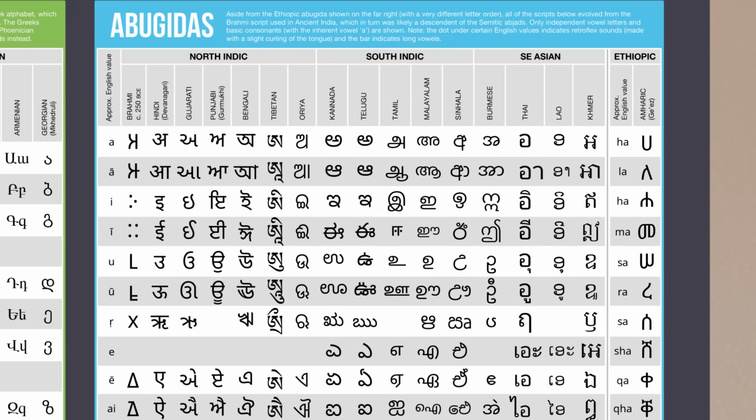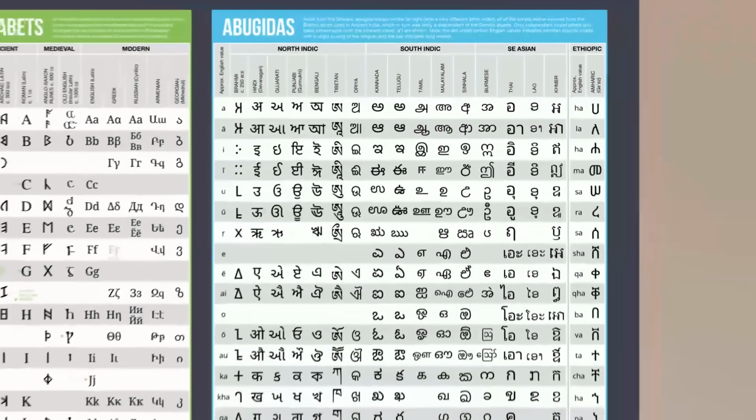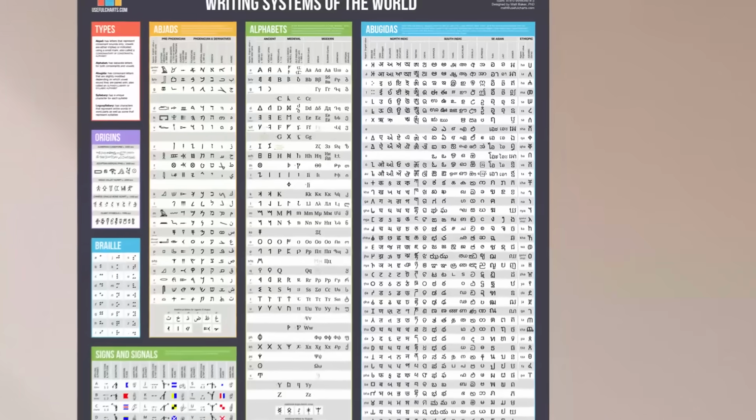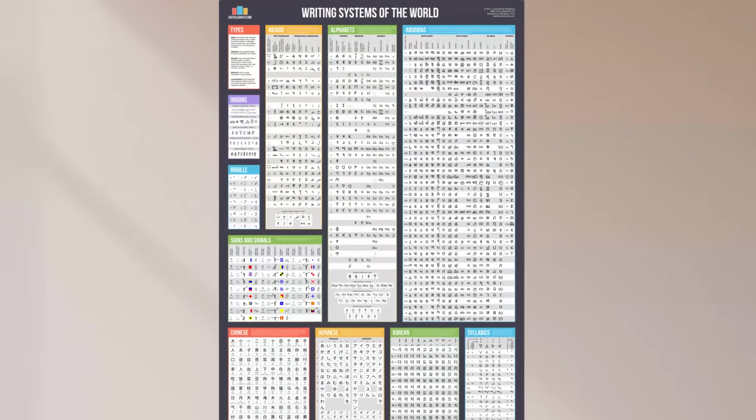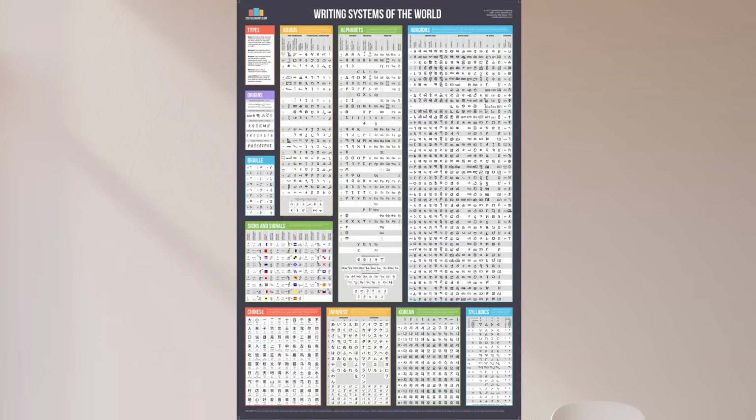So you can see on the chart that there are lots of different Abugidas used in South Asia, and that there are similarities between each of them. That's because they all evolved from an ancient script known as Brahmi, which in turn may have evolved from Aramaic. So that was a brief look at some of the different types of writing systems used in the world today, how they evolved, and how they differ from one another.